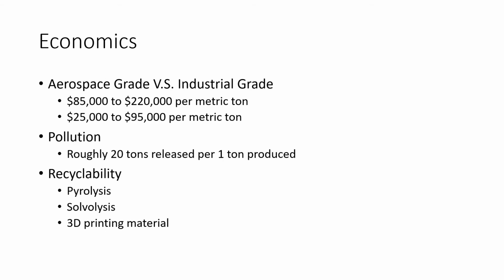Next, we're going to look at some of the economic impacts that carbon fiber has. It is important to understand the economic and environmental impacts of a material to see whether or not it has the ability to replace the material that you're looking at replacing. There are two main grades of carbon fiber. The first is aerospace grade. It costs anywhere from $85,000 to $200,000 per metric ton to produce. The second is industrial grade, costing from $25,000 to $95,000 per metric ton.